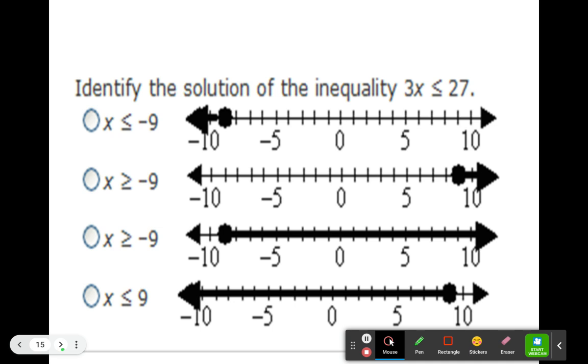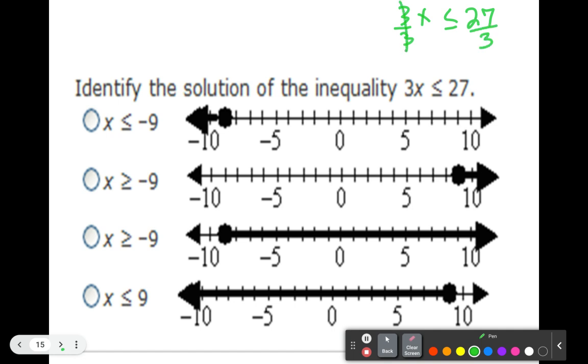All right, identify the solution of the inequality 3x is less than or equal to 27. So let's figure out what x is. Remember, this is less than or equal to, so my circles have to be closed. So 3 and x are multiplying, so you have to divide by 3 on both sides. Those two cancel. X is less than or equal to 27 divided by 3, which is 9.